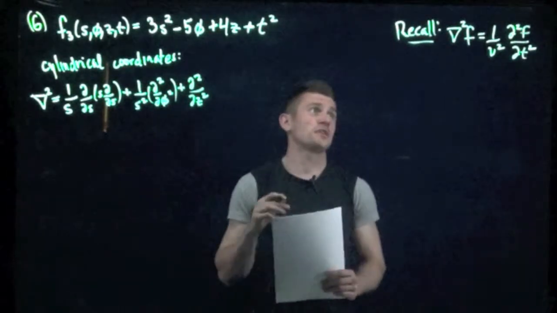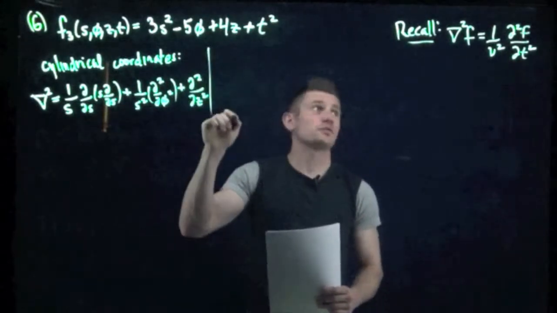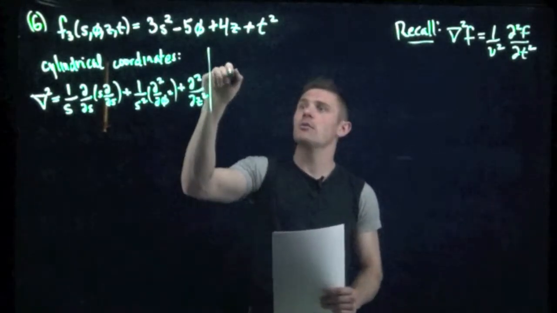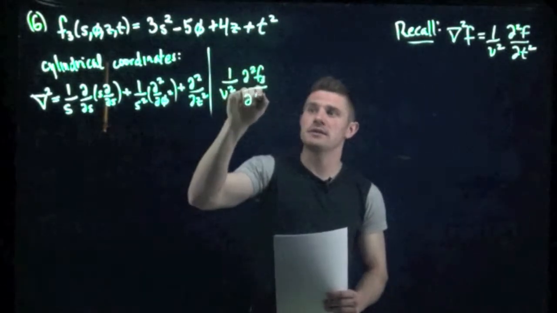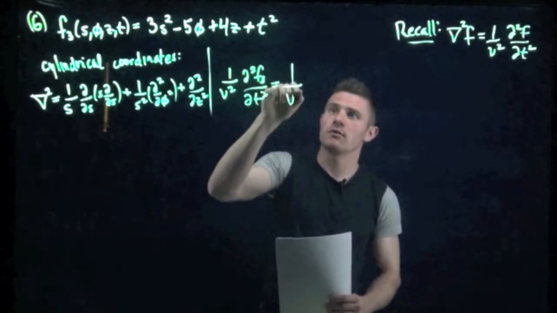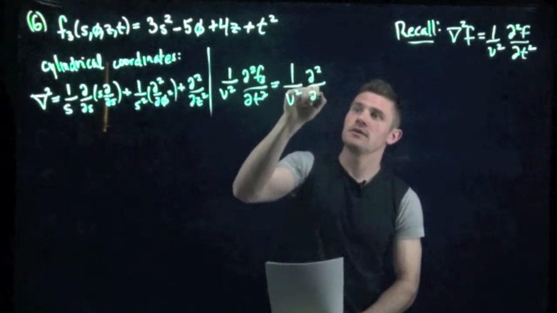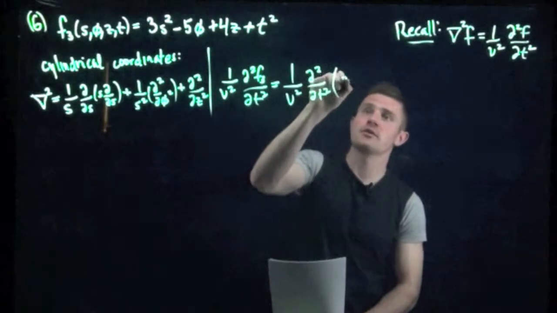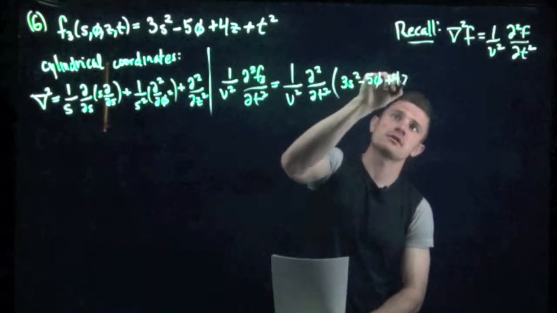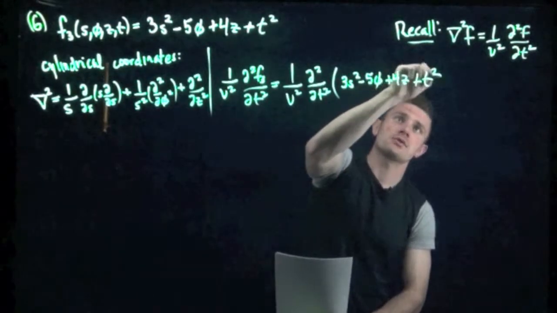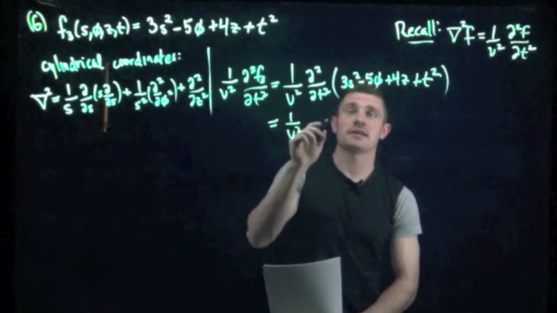So we're going to do the same thing where we take both sides of the equation and try to see if we can equate them. So we'll start with the right-hand side. We see that (1/v²)(∂²f3/∂t²) is given by 1 over v squared, and then we take ∂²/∂t² of our function, which is 3s² − 5φ + 4z + t².